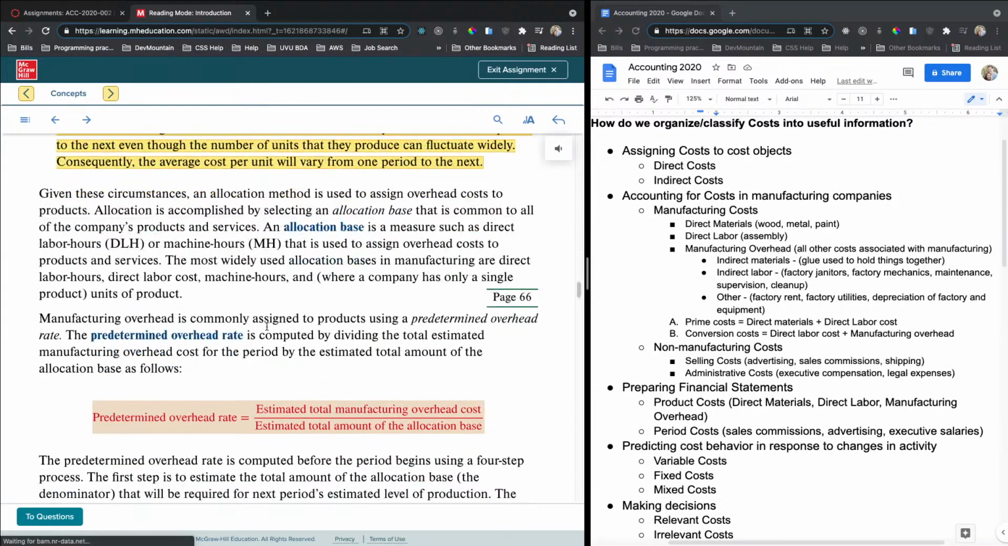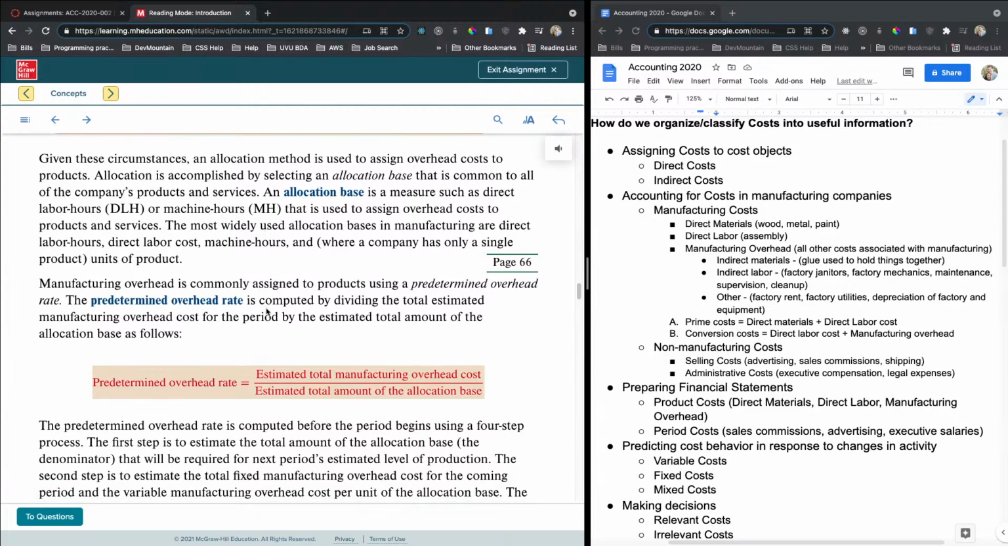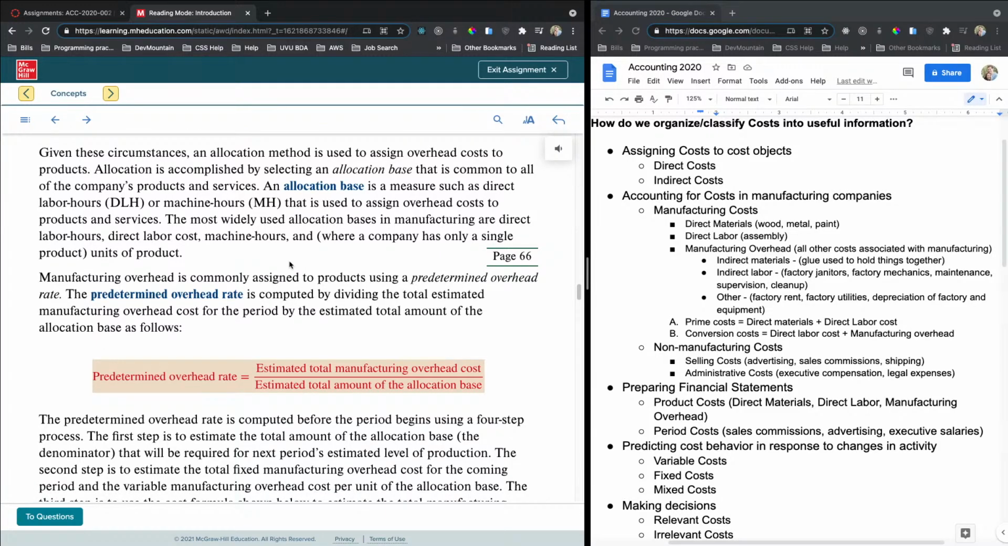given these circumstances, an allocation method is used to assign overhead costs to products. Let me think about this. So figuring out overhead is a pain, and there is an allocation method that is used to assign overhead costs to products.